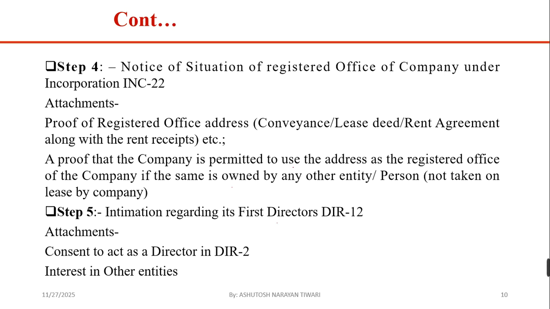Attachments: proof of registered office address, conveyance, lease deed, rent agreement along with the rent receipts, etc. A proof that the company is permitted to use the address as the registered office of the company, if the same is owned by any other entity or person, not taken on lease by company.